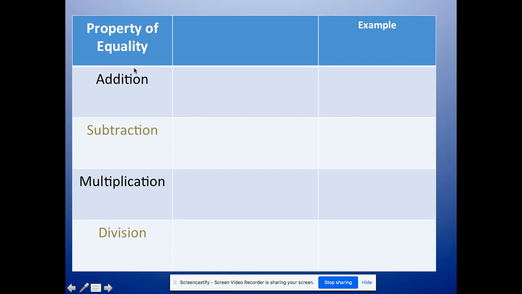And now we're going to talk about the properties of equality. So the addition property of equality says that you add the same number to both sides of the equation. So let's get an example and see what it looks like.